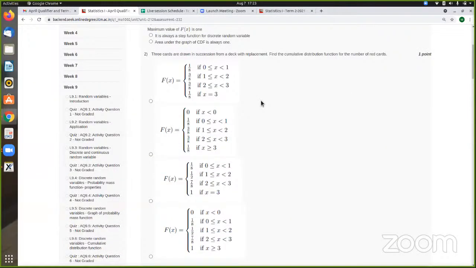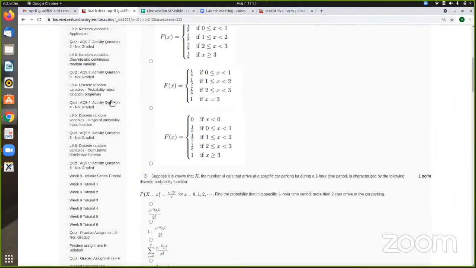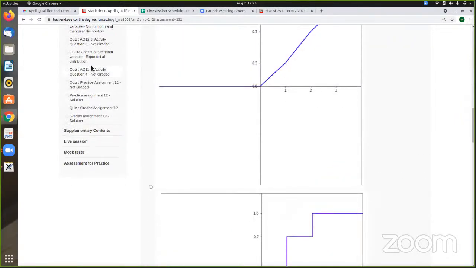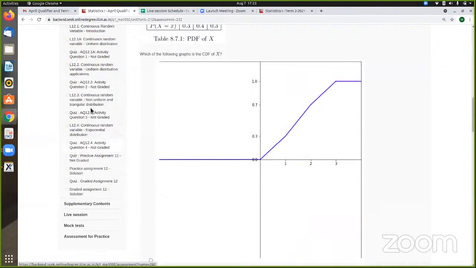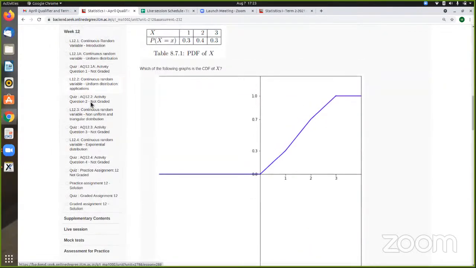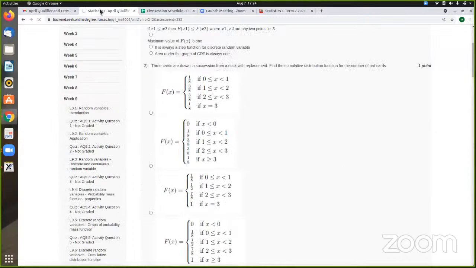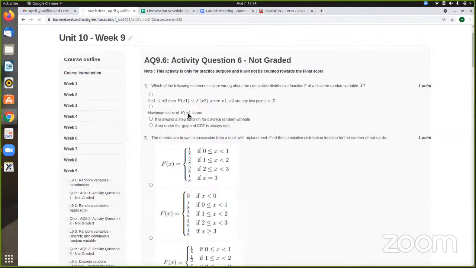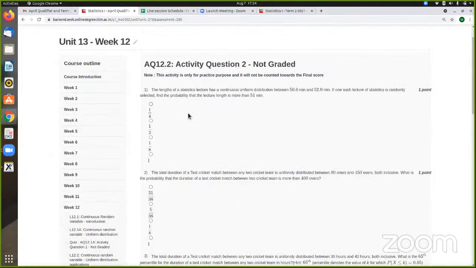Sir, can you solve week 12, activity 2, question number 9? Okay, sorry, week 12, activity which one? 12.2, question number 9. Hello, sir, am I audible? Yes. I'm opening it. You can see here, right?